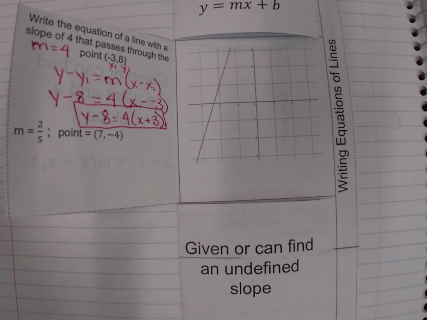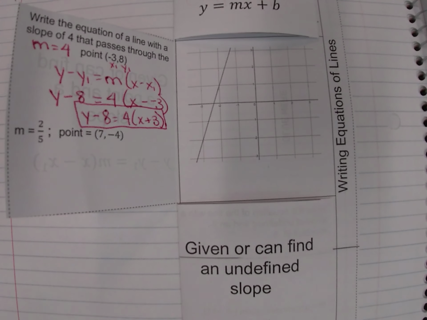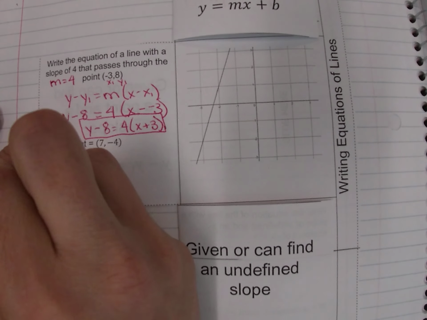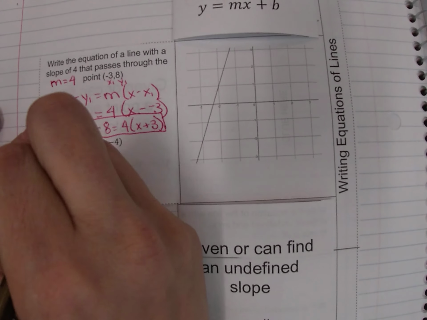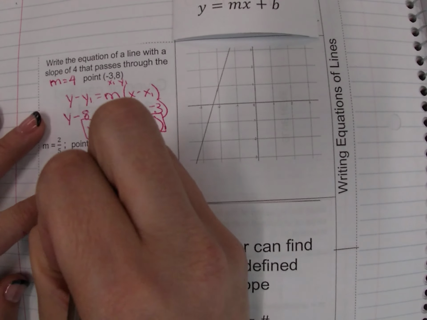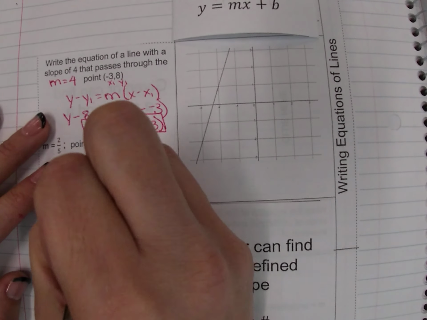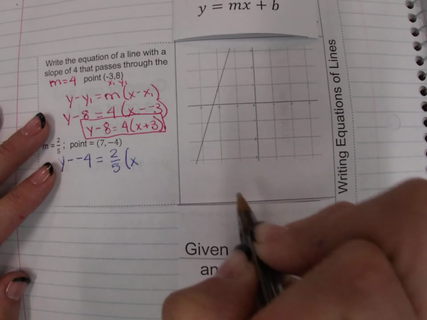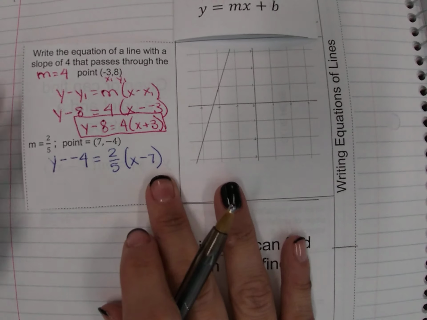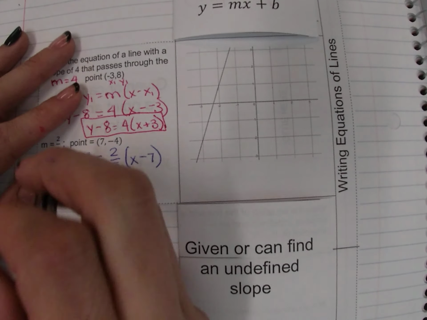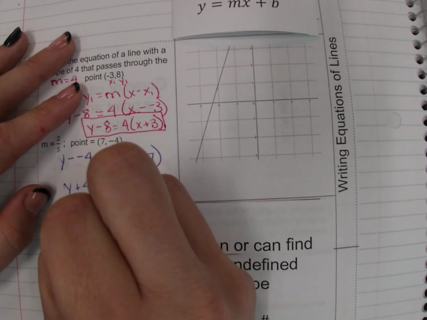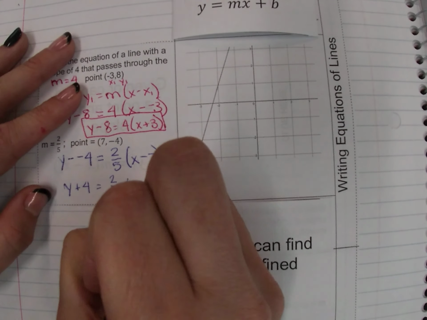Again, whether it's written out in words or whether it is just straightforward provided to us, this is the same idea. So we are plugging into that point-slope form. So we're going to say y minus our y coordinate, which is -4, equals m, which is 2/5, times x minus our x coordinate, which is 7. Okay, so again, 2 negatives make a positive. So over here, we could clean this up and say y plus 4 equals 2/5 times x minus 7.